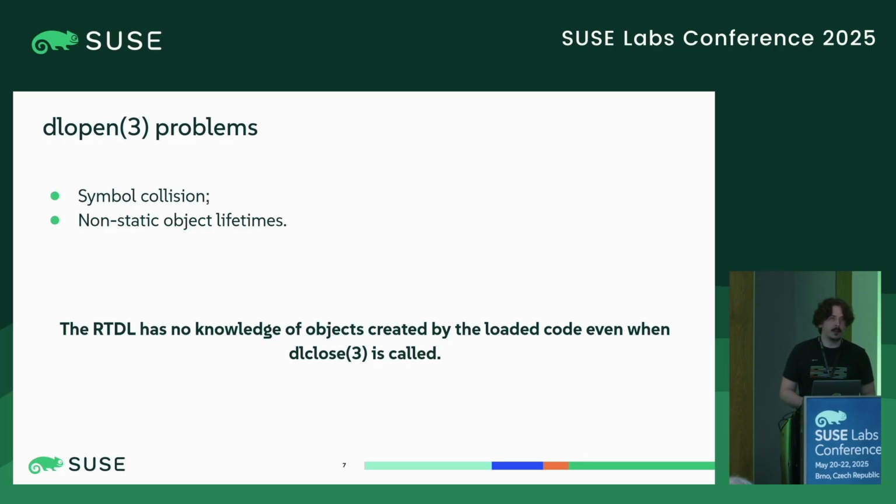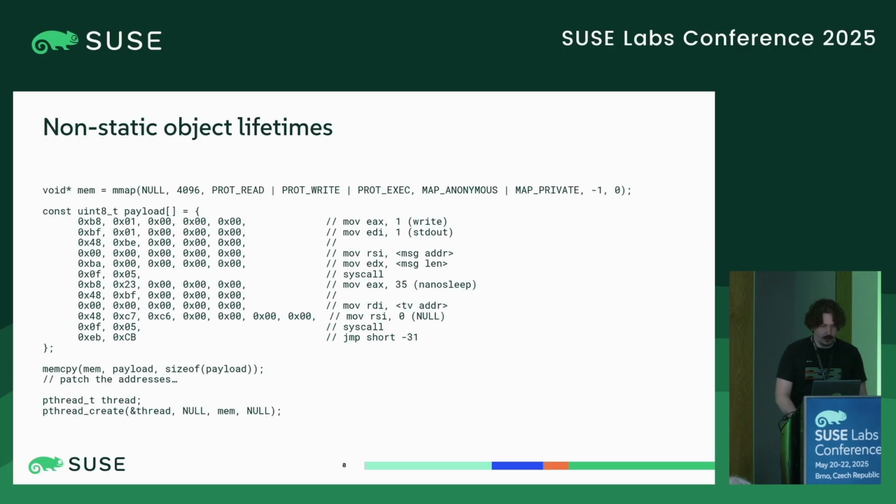It just maps the pages, sets the addresses correctly, and so the code can execute correctly, but it doesn't know if the loaded code created a thread, did a mapping, or opened a file. So we're looking at an example of this now. This is a piece of code that is basically an exploit for that.